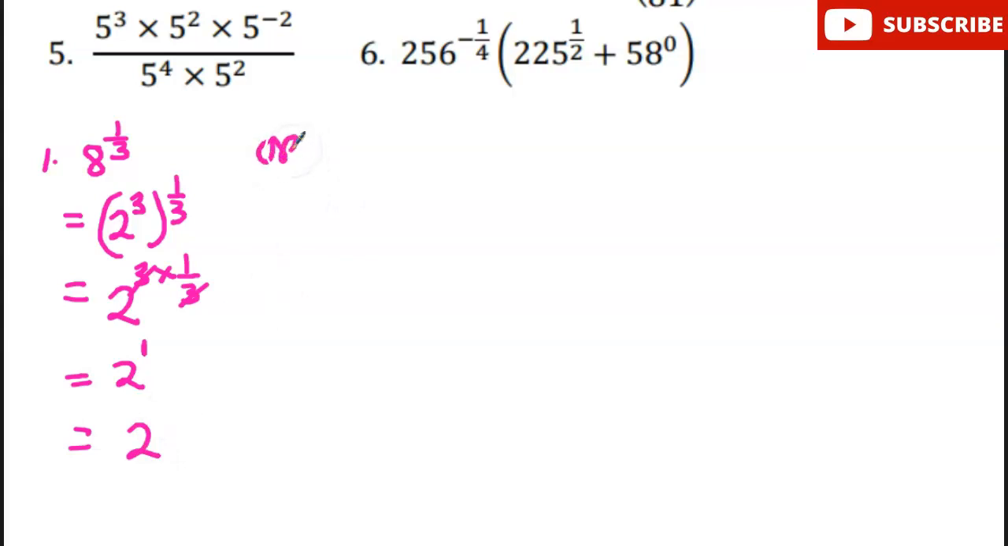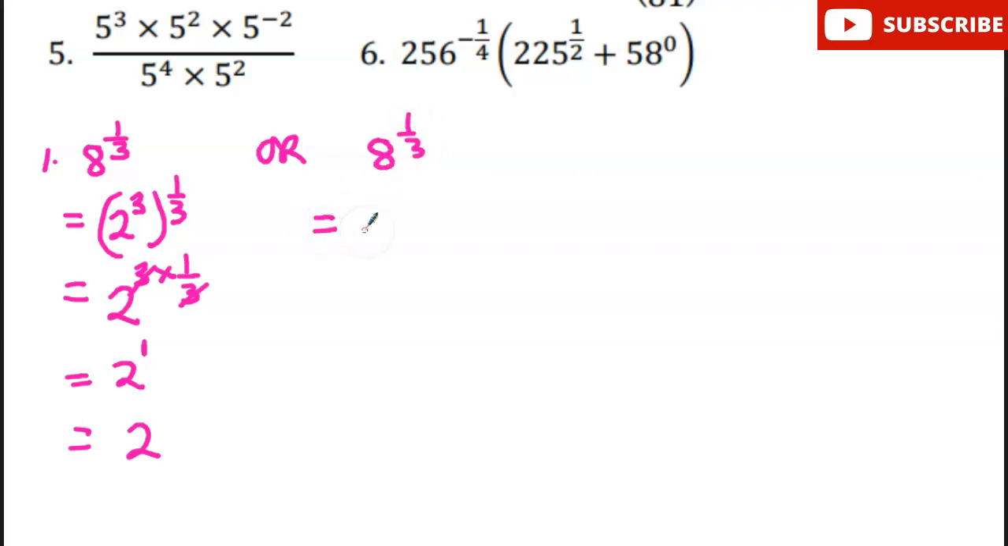Or this same question, if you don't know that 8 can be written as 2 to the power 3, let's break 8 into simple numbers. We don't know, but let's do that and see what will happen. So 8 to the power 1/3.